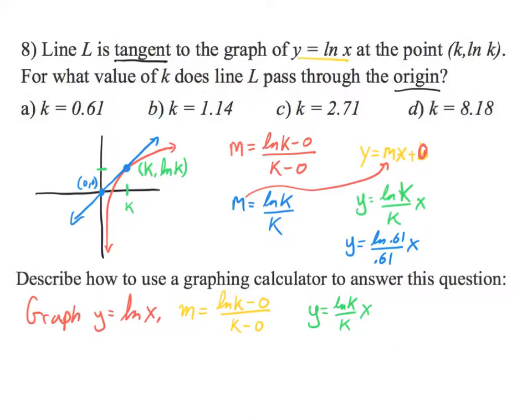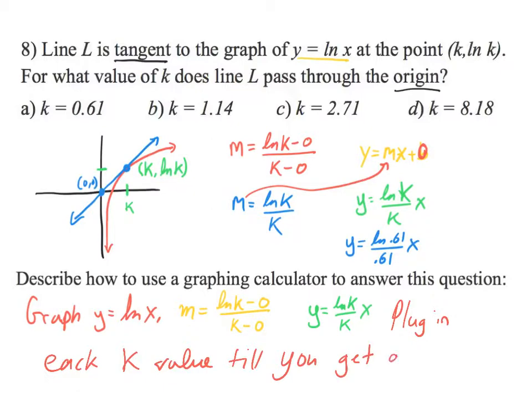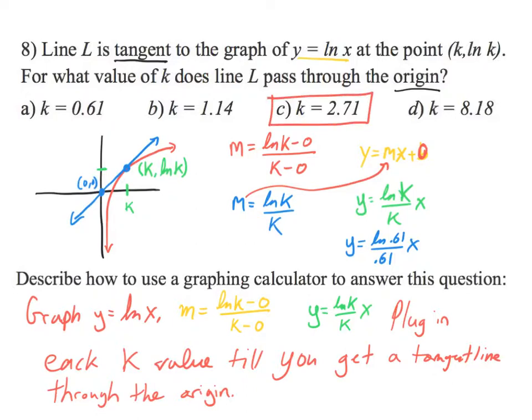So the last step would be to plug in each k value till you get a tangent line through the origin. That is your goal. This is kind of a tricky question, so hang in there. Oh, and by the way, what do we get as an answer? If you do this, you will get C right here. C will be right here and go through the origin using this equation and that equation.